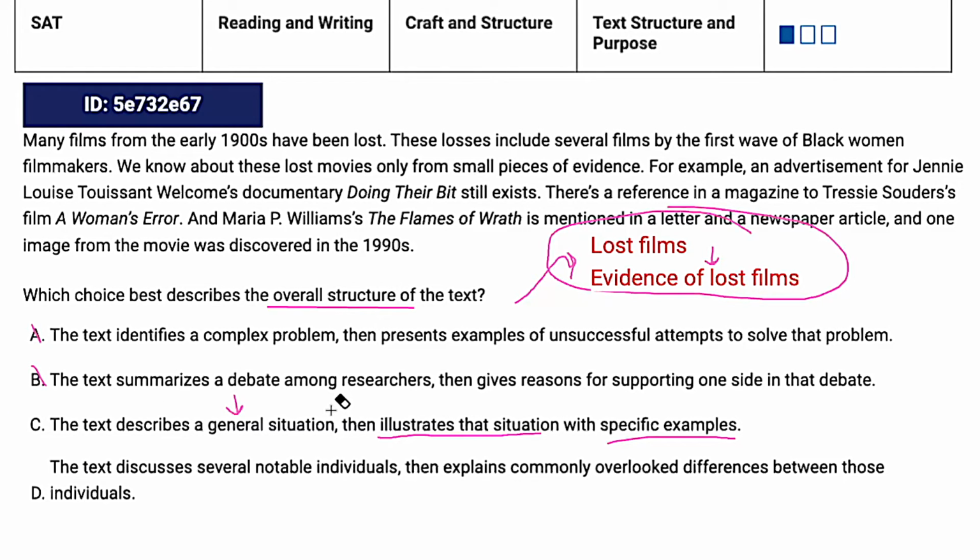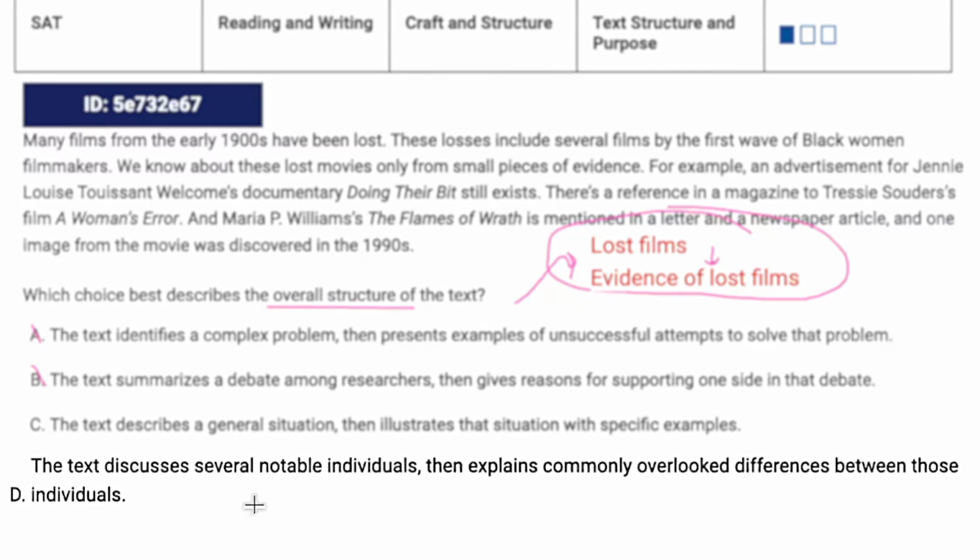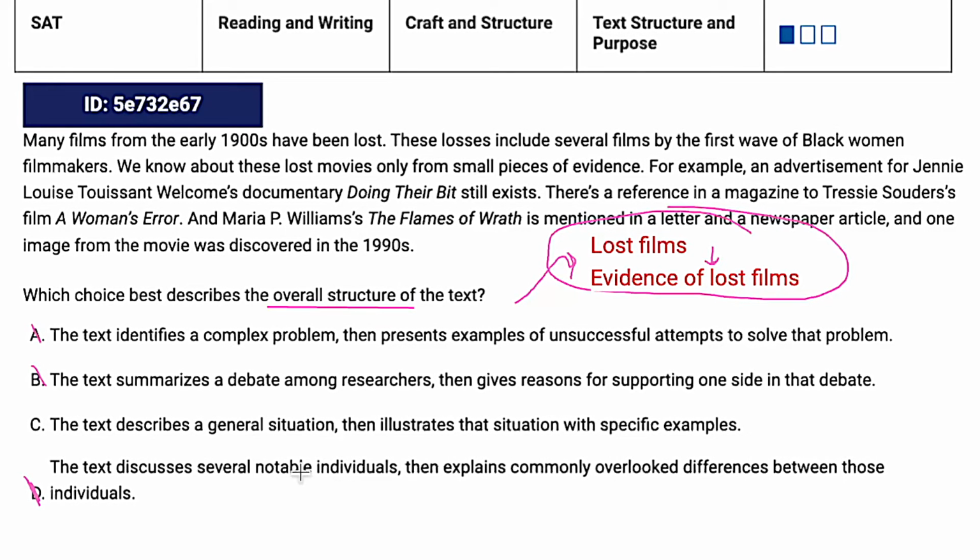Just keep this in mind that your version of the parts of the text is probably going to be more specific than the actual answer. So look for those really vague connections. Let's just double check. D, the text discusses several notable individuals. No, it does not do that first. And order matters too. Even though it does talk about a couple people, it's going to be in order. So we need to say what happens first, what happens next, what happens last, or in this case, what happens first, and then what happens after that. So C is our answer.